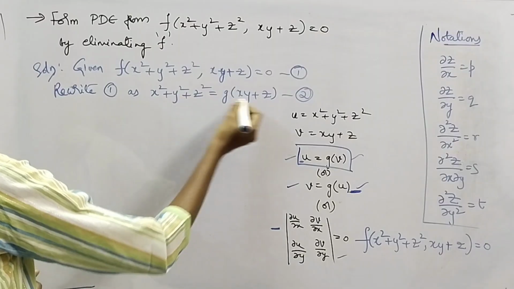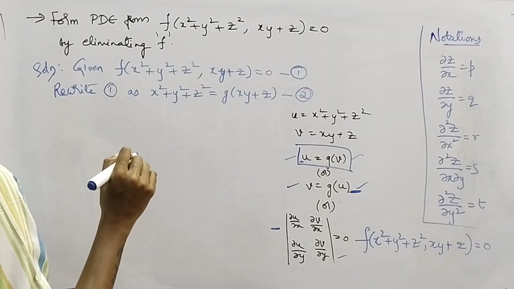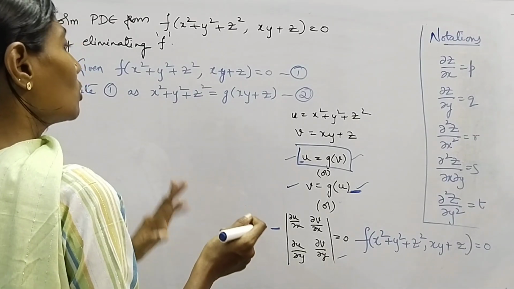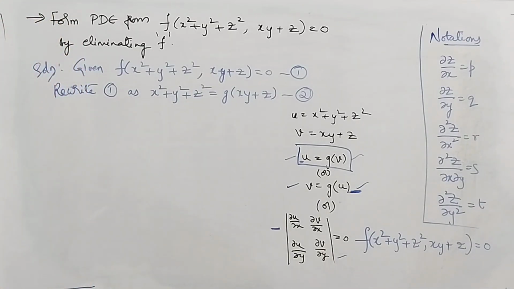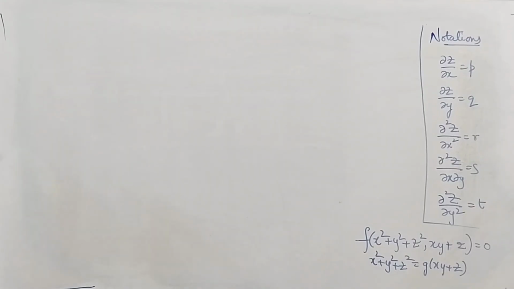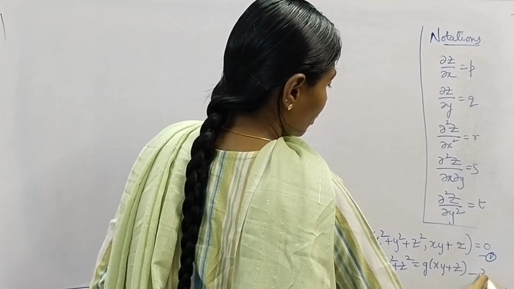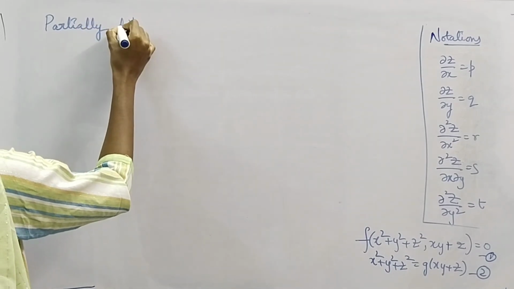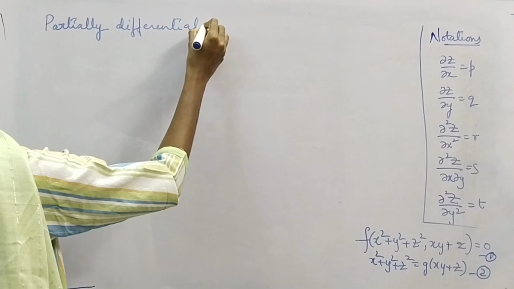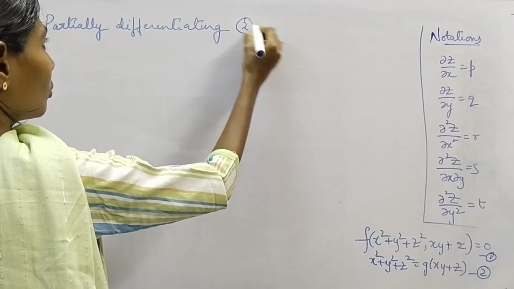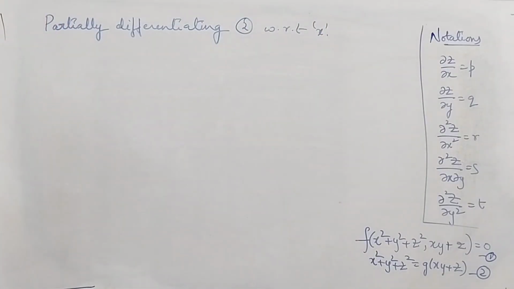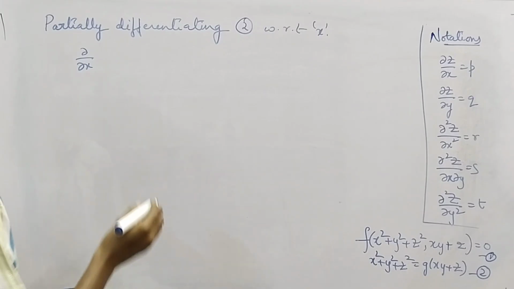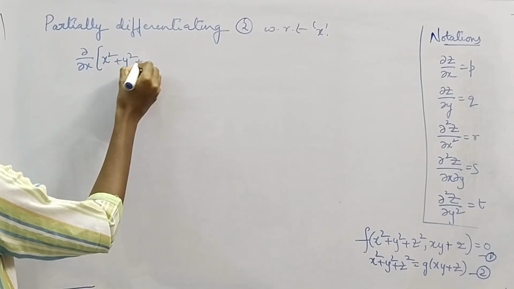Now we'll partially differentiate it with respect to x and also with respect to y. First, as usual, we'll differentiate it with respect to x, and later we'll go for y. So this is our equation 1 and this is our equation number 2. Partially differentiating with respect to x, you can just apply dou by dou x on both sides of equation 2. I'm applying dou by dou x on both sides of 2 to make it easy, in order to avoid mistakes otherwise.